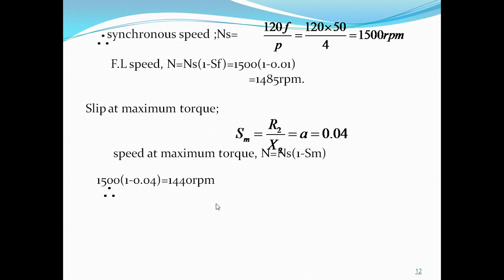So we have calculated both. See, the speed at full load and the speed at maximum torque.